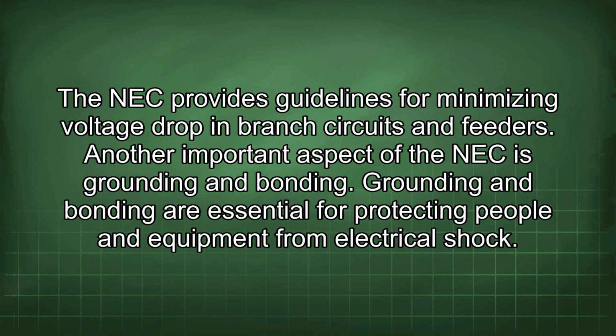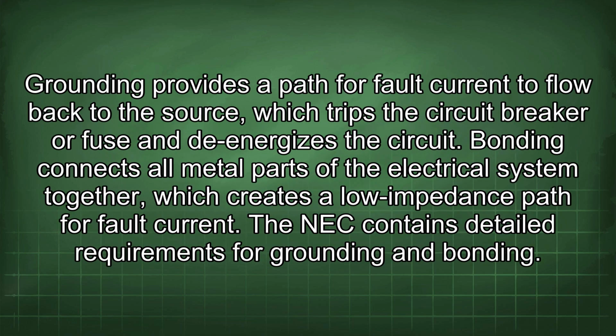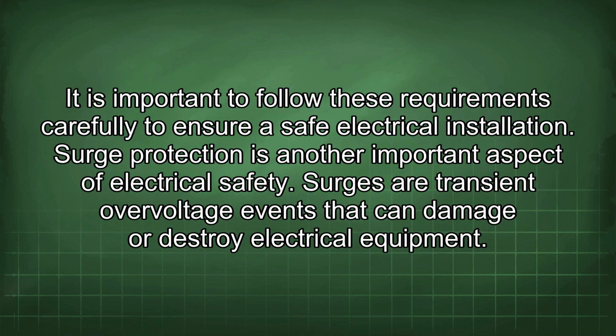Another important aspect of the NEC is grounding and bonding. Grounding and bonding are essential for protecting people and equipment from electrical shock. Grounding provides a path for fault current to flow back to the source, which trips the circuit breaker or fuse and de-energizes the circuit. Bonding connects all metal parts of the electrical system together, which creates a low impedance path for fault current. The NEC contains detailed requirements for grounding and bonding. It is important to follow these requirements carefully to ensure a safe electrical installation.